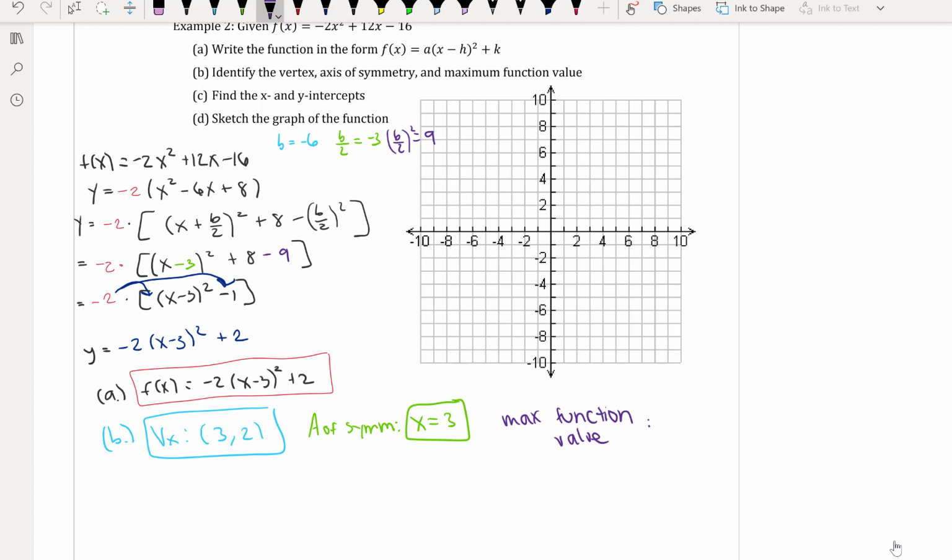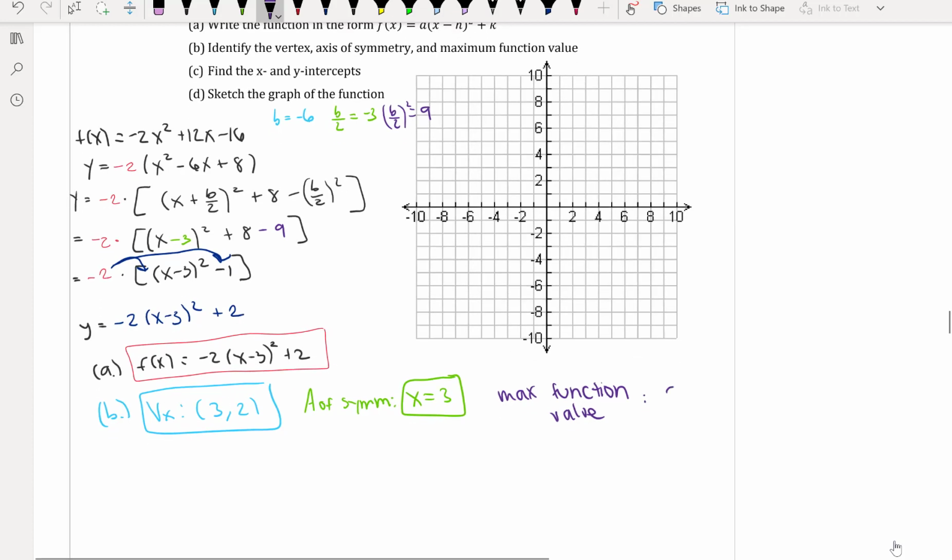Remember, that's just the y-coordinate of the vertex. So the y-coordinate of the vertex, or k if you want to call it, is 2. Okay. Now it wants me to find the x and the y-intercepts. So, okay, we can do that.